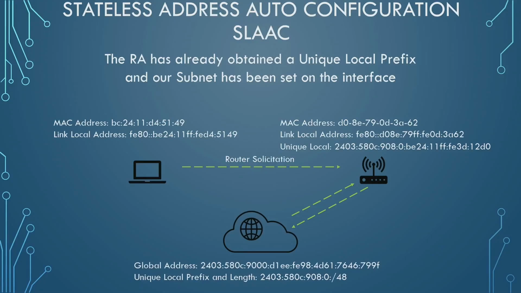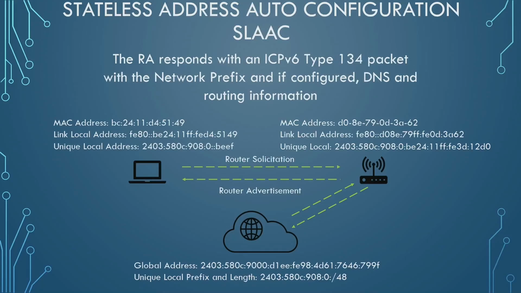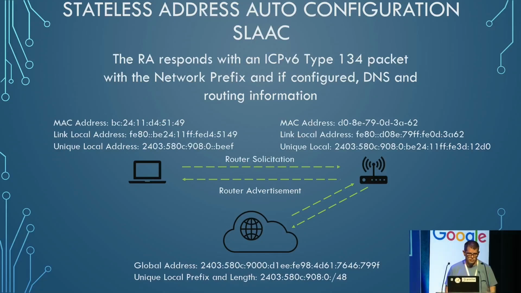That router has already got a connection to the internet, so it's got a global address. It's got its unique local prefix, which has been assigned to you by your ISP, and the length of that prefix. Once it's received that router solicitation, it returns back to the original device a router advertisement that contains the network prefix and any configured things like DNS and routing information. You can, with SLAAC now, advertise additional routes that you couldn't do initially, but that can now be done.